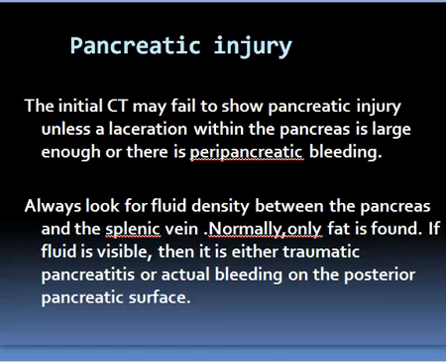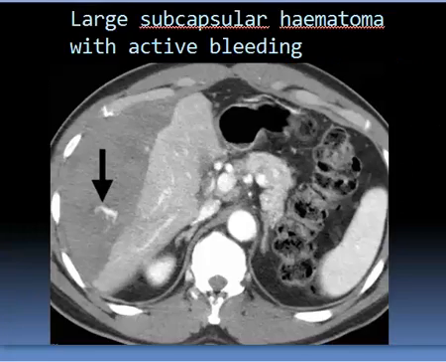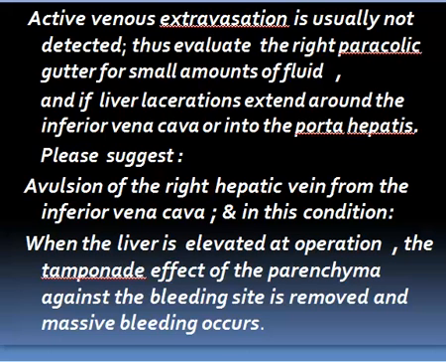But the most important point is this one, where the blood is reaching, or the laceration is reaching to the porta hepatis or reaching to the inferior vena cava, or there is small amount of fluid at this region, at the right paracolic gutter. Please suggest that there is an avulsed right hepatic vein, because this will help the surgeon during operation to prevent extensive bleeding when he elevates the liver due to the tamponade effect of the parenchyma against the bleeding site.